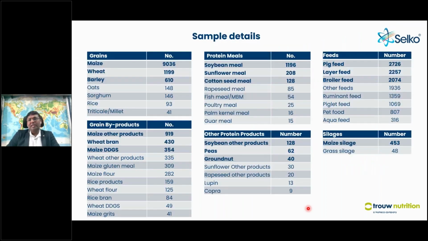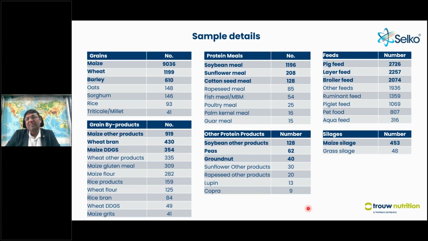Sample details, I wouldn't like to go through each one of these, but you can see maize, wheat, barley being the major grains, and the byproducts of maize and wheat bran were the second one in terms of grain byproducts. Protein meal, soya meal, of course, is the number one, followed by sunflower and cottonseed, and some other protein products, as I mentioned to you before.